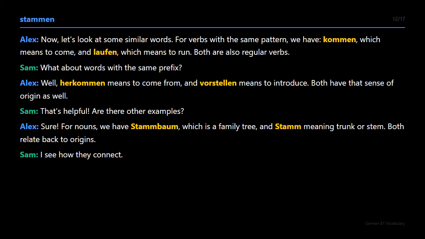Sure. For nouns, we have, Stammbaum, which is a family tree, and, Stamm, meaning trunk or stem. Both relate back to origins. I see how they connect.